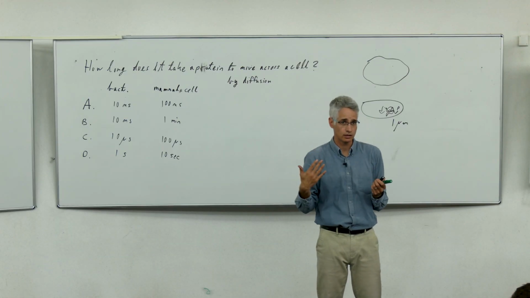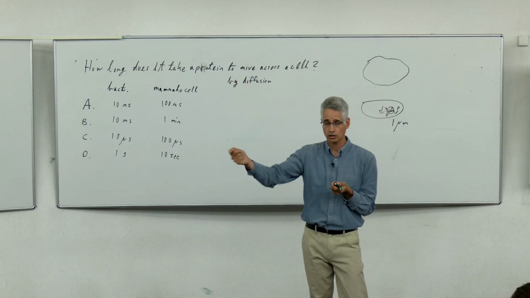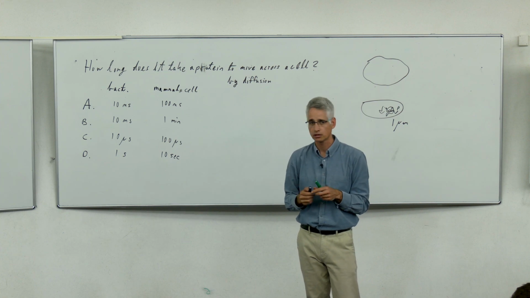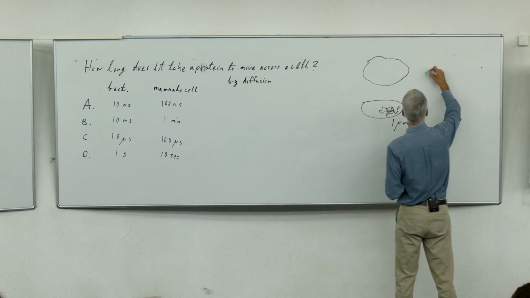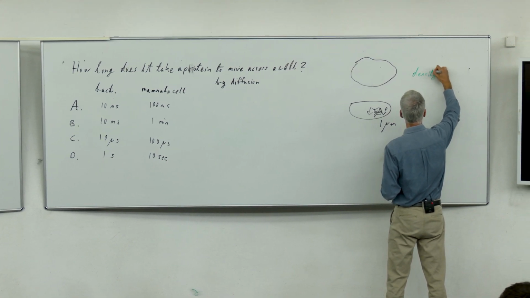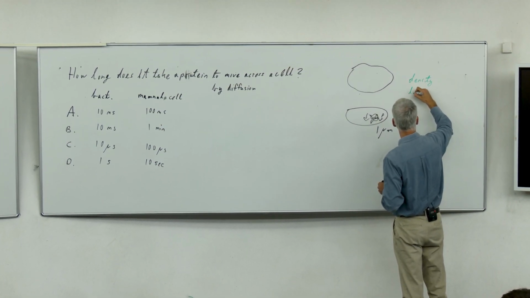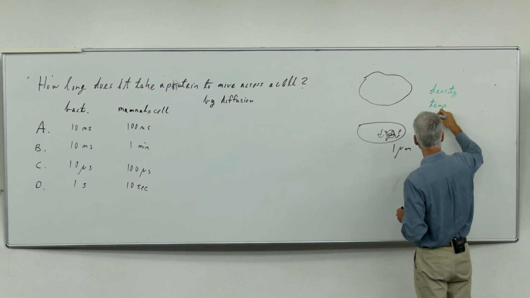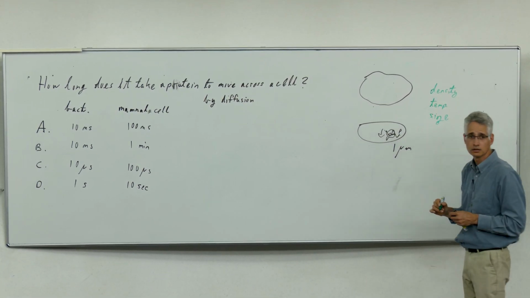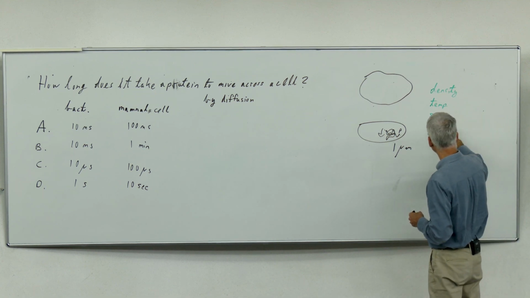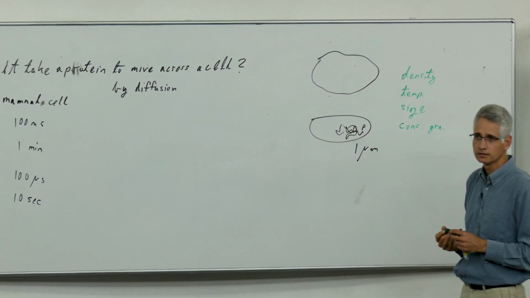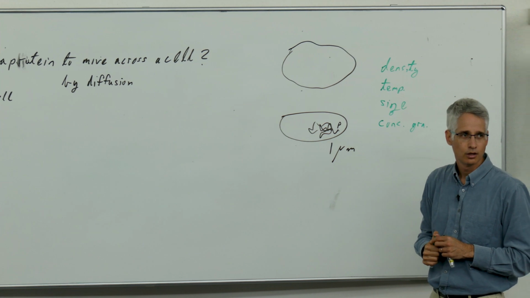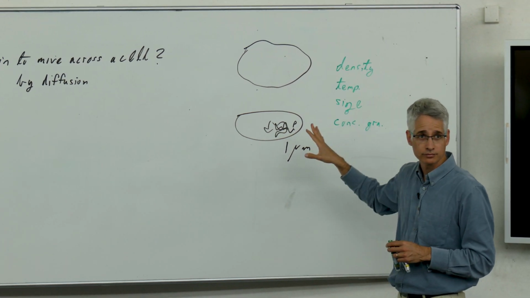So what would dictate the rate at which things would move in bacteria, or by diffusion? Density, temperature. Okay, so let's write that down. So we have the density, we have the temperature, the size of the protein, concentration gradient. Concentration gradient, the size, the protein. Okay, so there's all sorts of stuff.